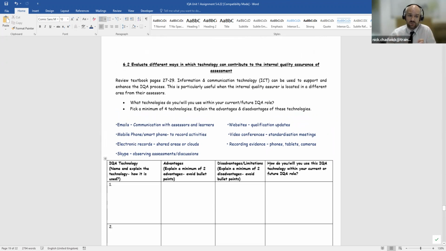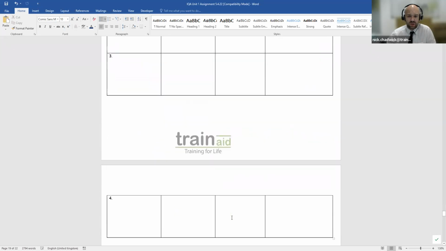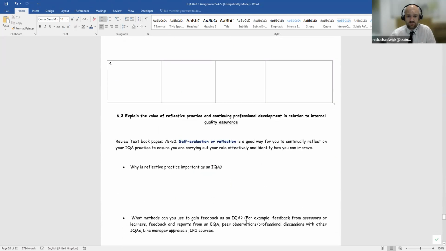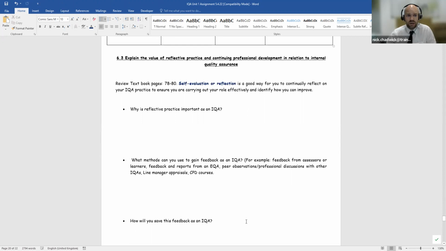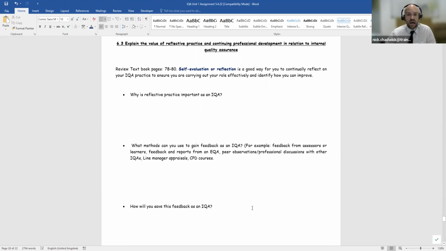But just a reminder, please do write within sentences and avoid bullet points here as well. So I would be interested to know, when reading your assignment, of course, what technologies you are going to be using within your role. We are coming to the tail end of our Unit 1 assignment. Thank you for sticking with me, by the way.